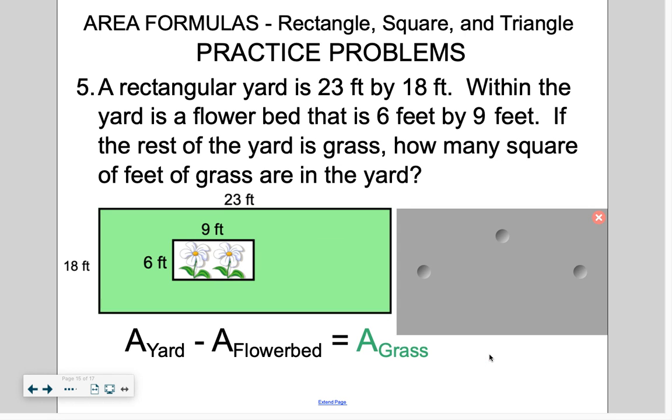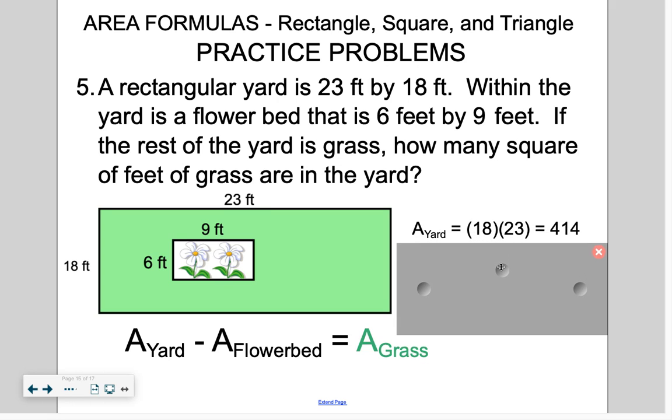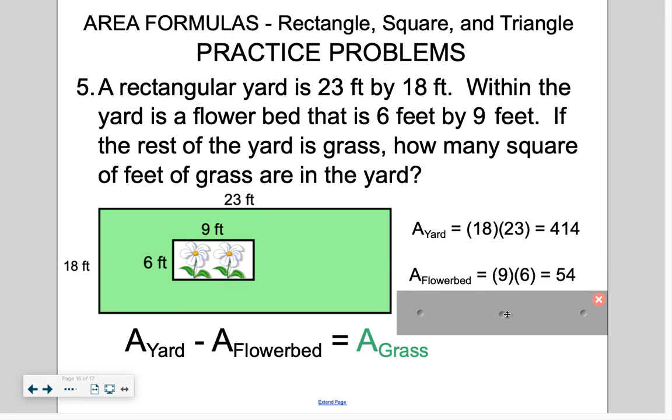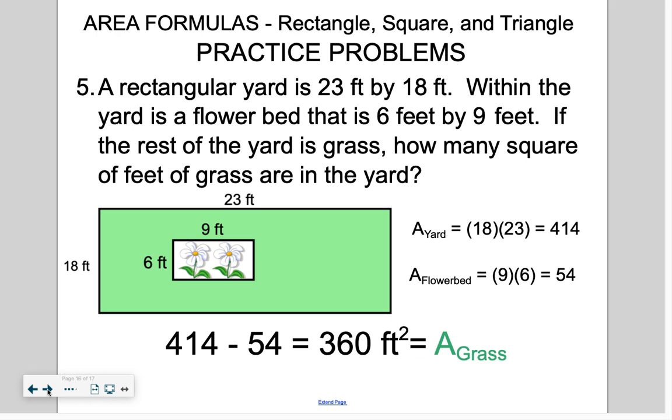Alrighty, so the area of the yard, well, that's the big rectangle. So that should be getting length times width because it's an area using 23 and 18. Okay, so that would have been the area of the yard. As far as the flower bed, that's a smaller rectangle, but it is a rectangle, and it's 6 by 9. So to get the area of that, we got to do 6 times 9, or 9 times 6. That gets us 54. As far as finding the green space, area of the grass, that should mean subtraction for us. There you go.